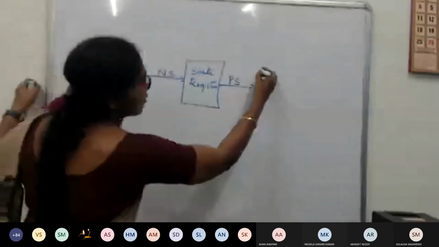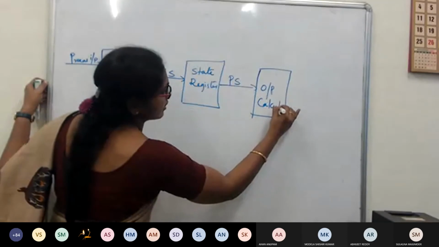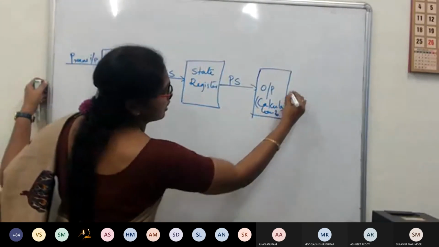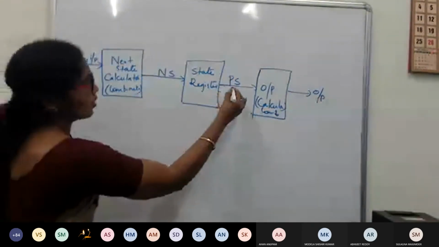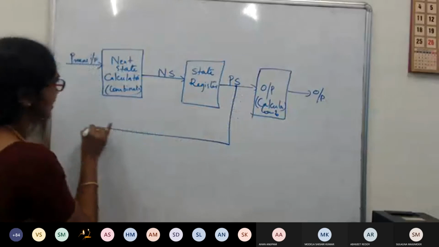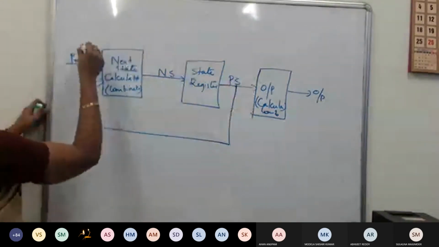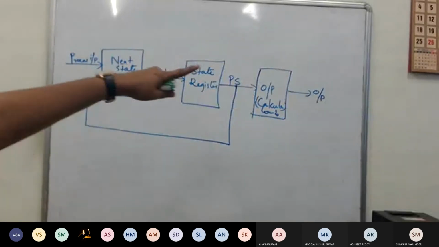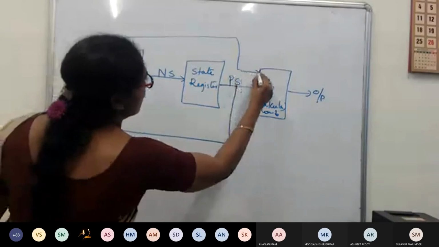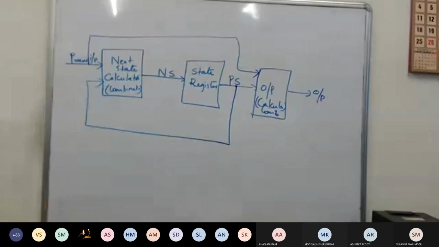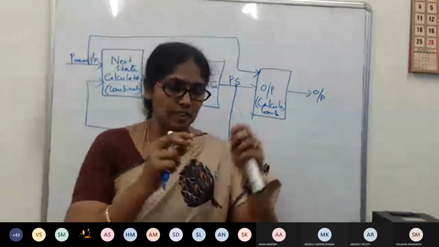Afterwards it will give an output. We will call it the output calculator. It is also a combinational circuit, and the final output will come. Don't get confused with this. I'll explain it very nicely with an example. The present state again, and this particular one is a combination of both. Clearly understand, see the arrows. Now let me tell you with the sequence detector.